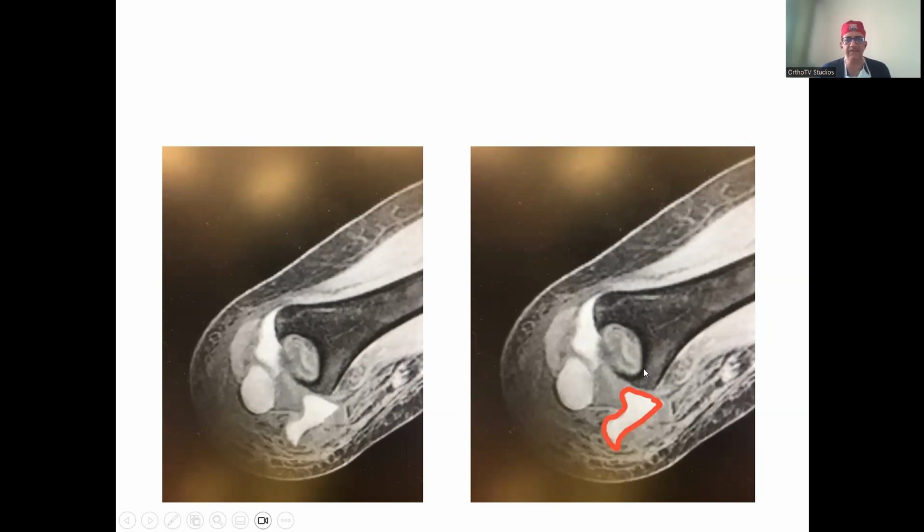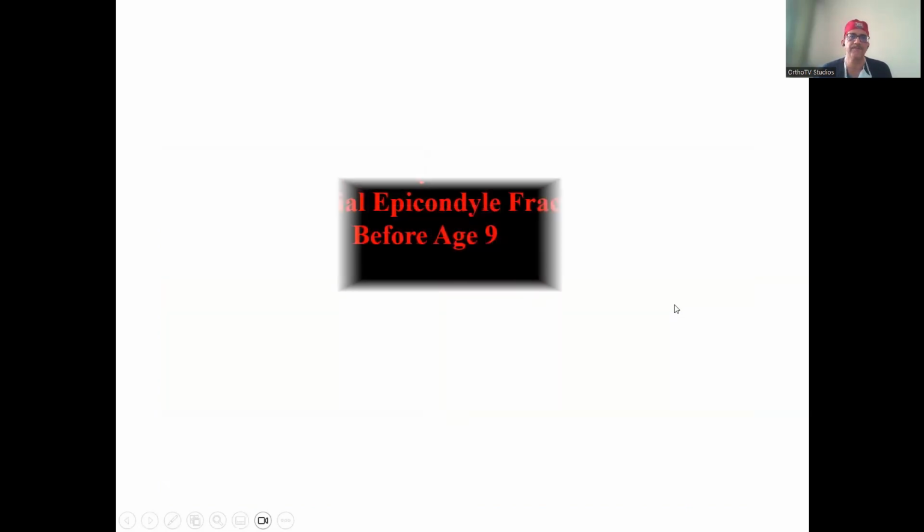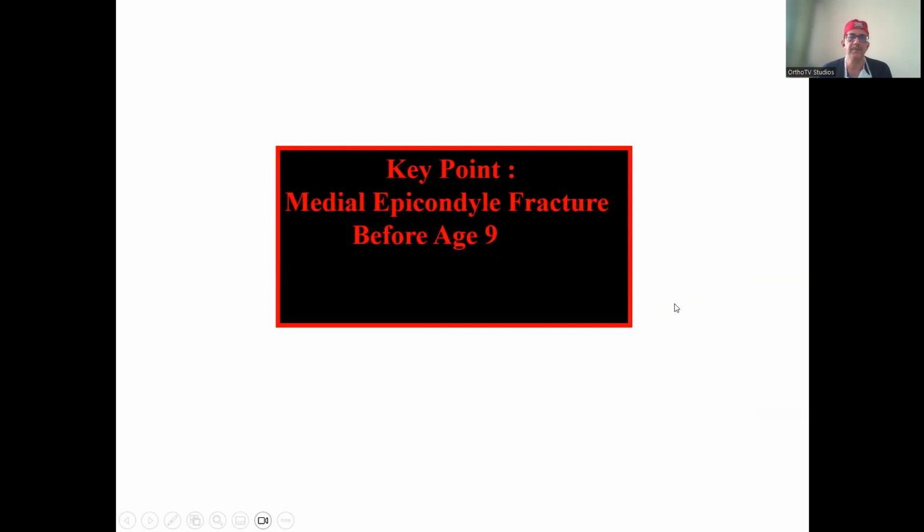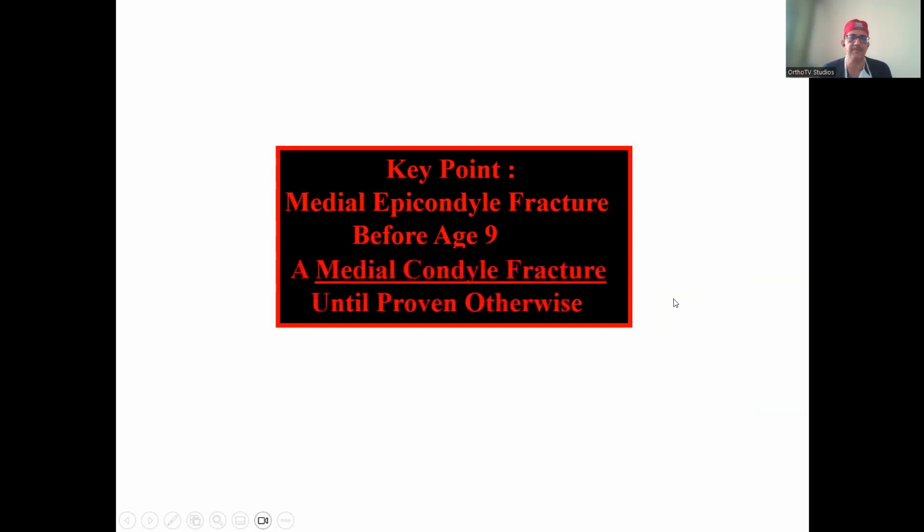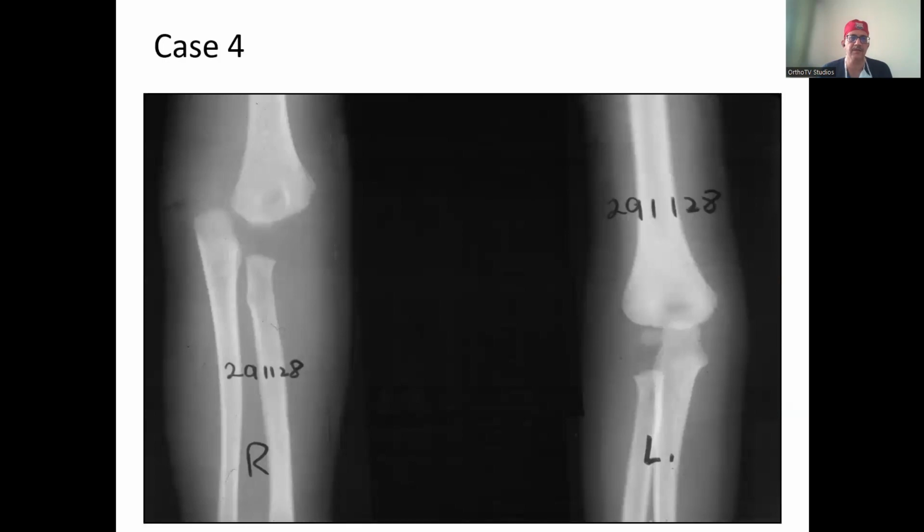So, have a very low threshold for getting further investigations done in the form of arthrography or MRI when you see such a lesion. The key point to remember is medial epicondyle fractures before age of 9 should be considered as medial condylar fractures unless you can prove them otherwise with additional imaging.